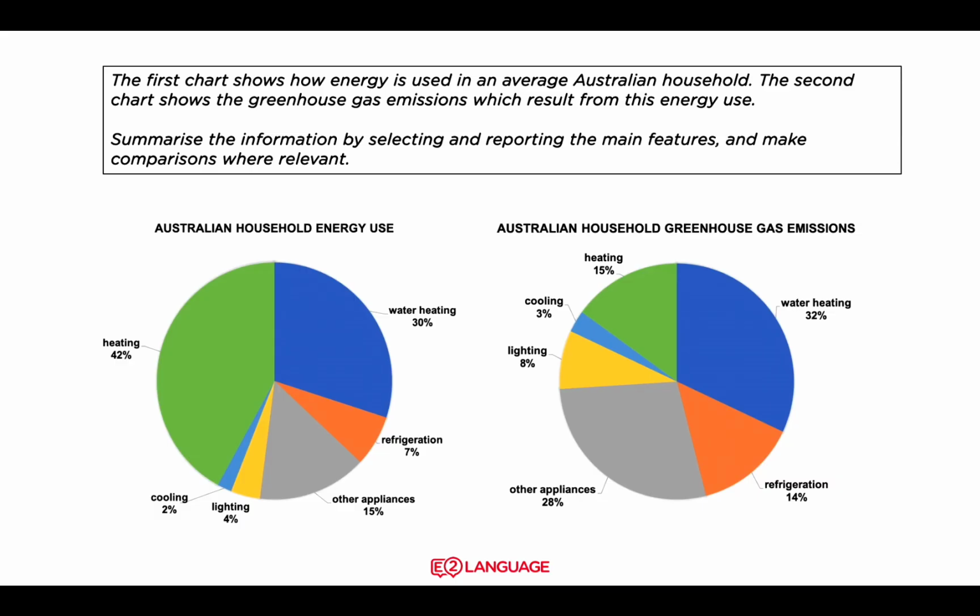We'll read the instructions first. It says the first chart shows how energy is used in an Australian household. The second chart shows the greenhouse gas emissions which result from this energy use. Okay, so we've got 2 pie charts clearly.